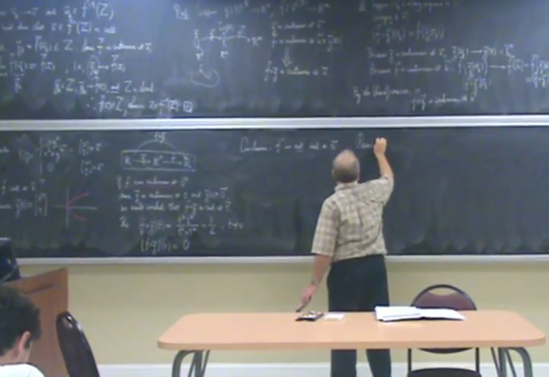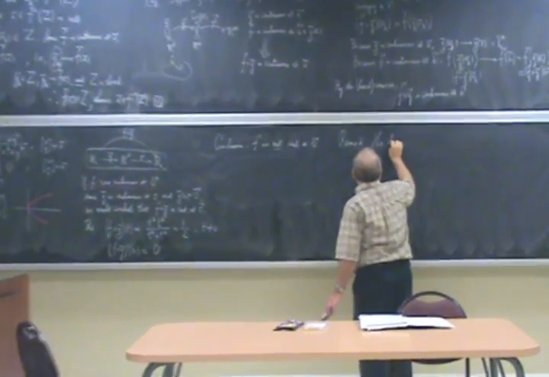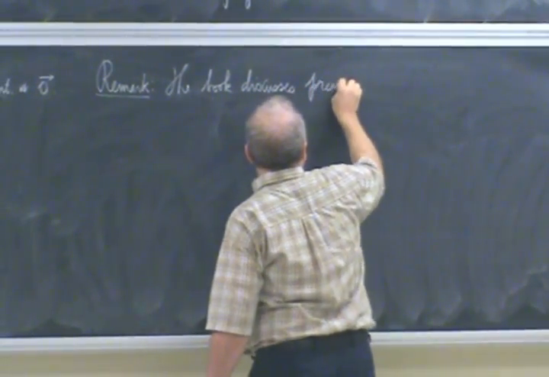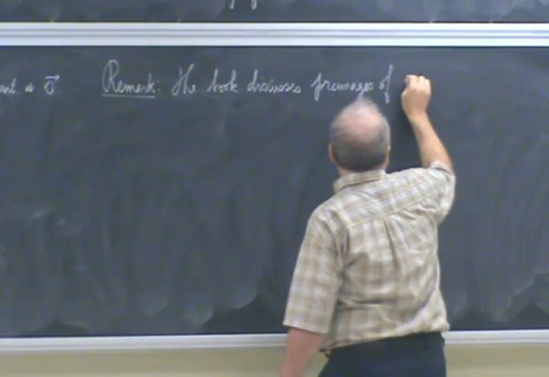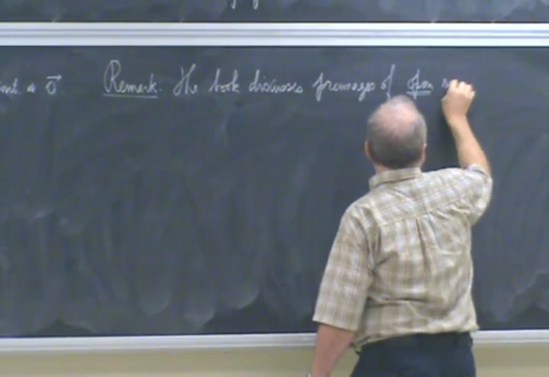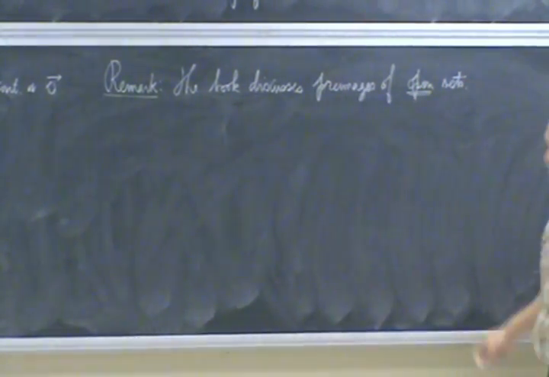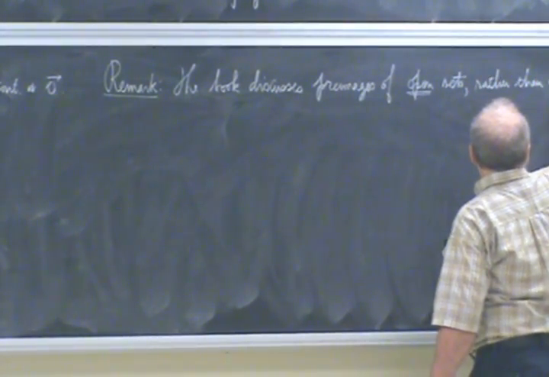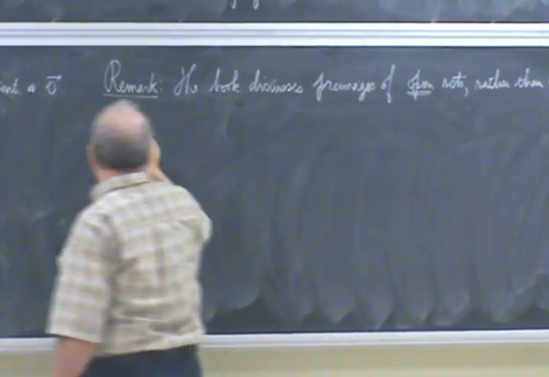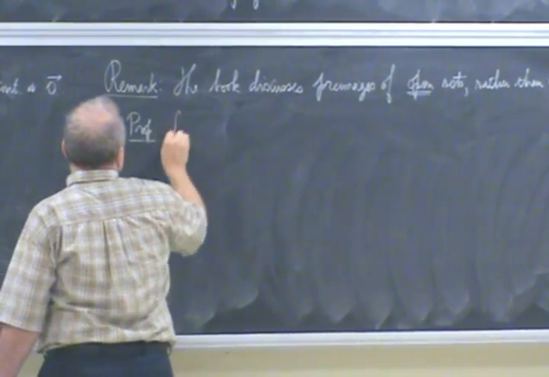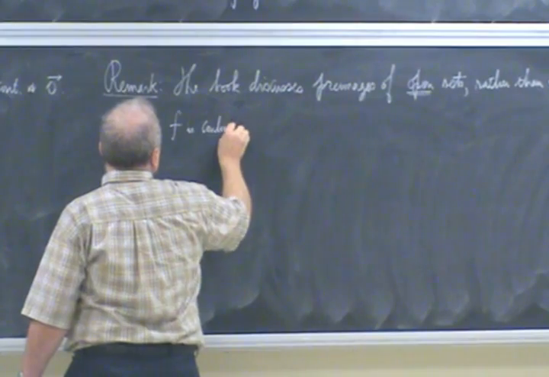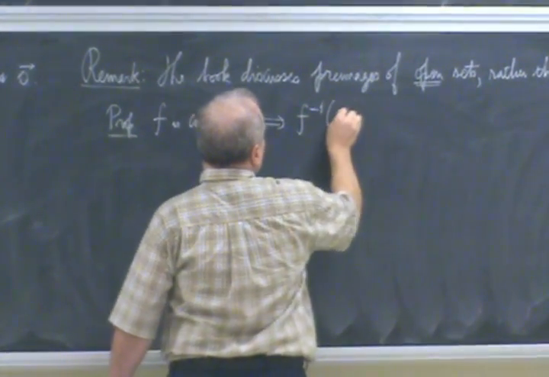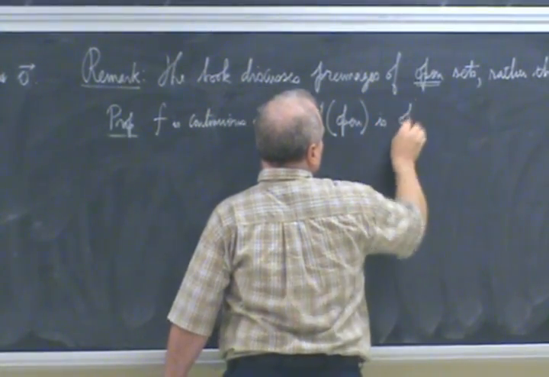Remark, the book discusses preimages not of closed sets, but of open sets. And there's a theorem proved in the book that says f is continuous if and only if the preimage of every open set is open.